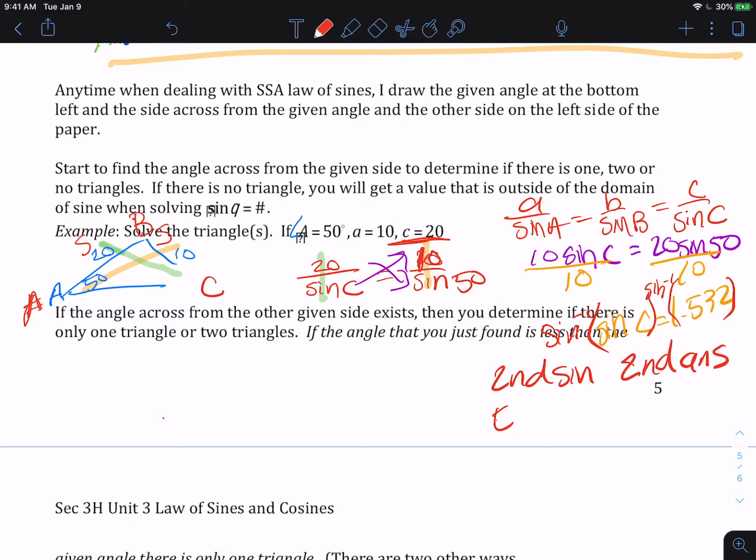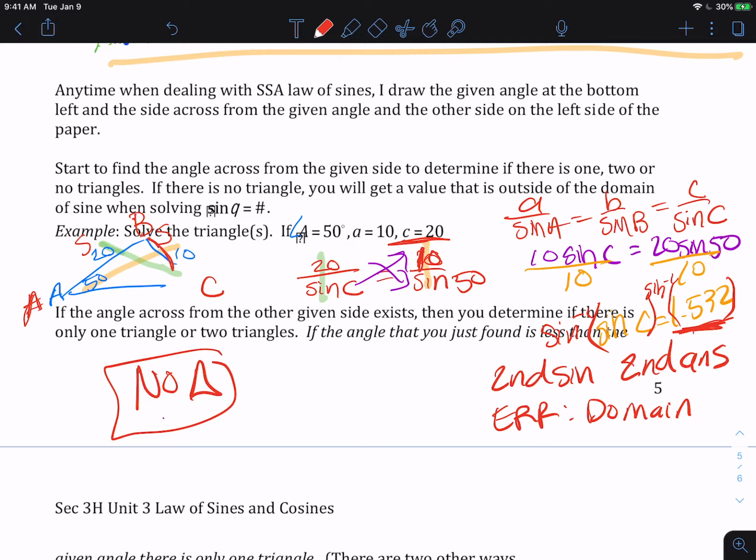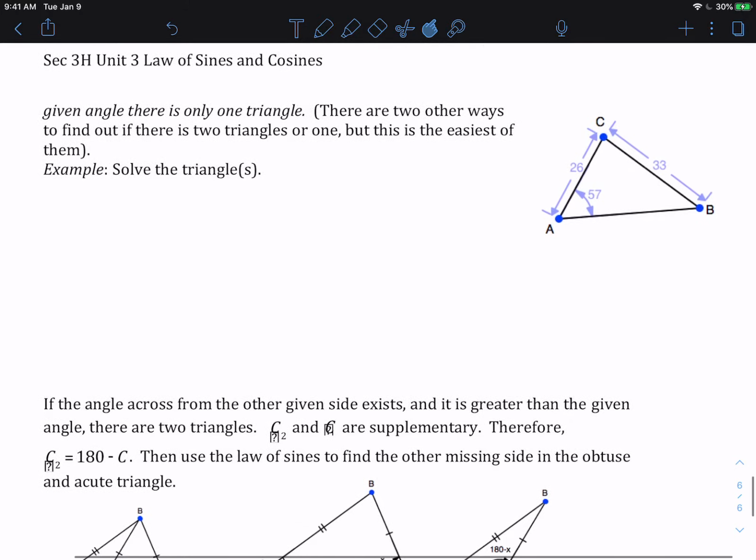And then notice it gives you an error and says domain. That's because your sine values only go between +1 and -1, and this is outside of that, so it's not in the domain. Okay. So if you get an error like this, first make sure that the math up to that point is correct, and then if you get an error like that, that means that there is no triangle. So this side is too short to make a triangle. Okay. So that's our first case that we have.